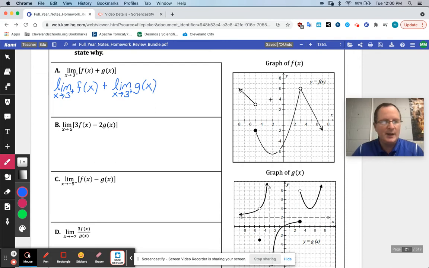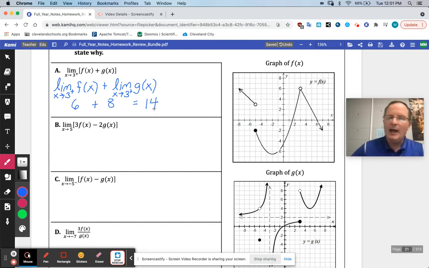Left or right, either way is 6, right? It doesn't matter. I bet it changes on this one, though. I bet it matters which direction. Oh, yes, it does. All right, 3 from the left is this. That's not what we want. 3 from the right is 8. 6 plus 8 is 14. All right, there we go.